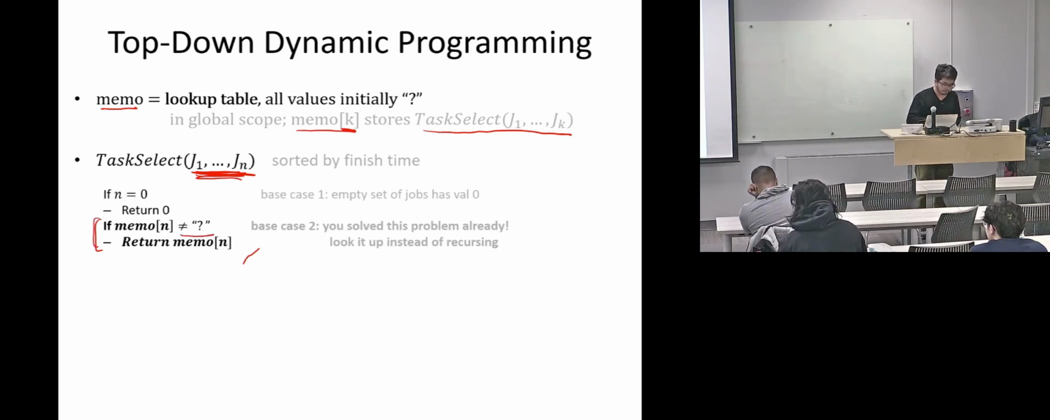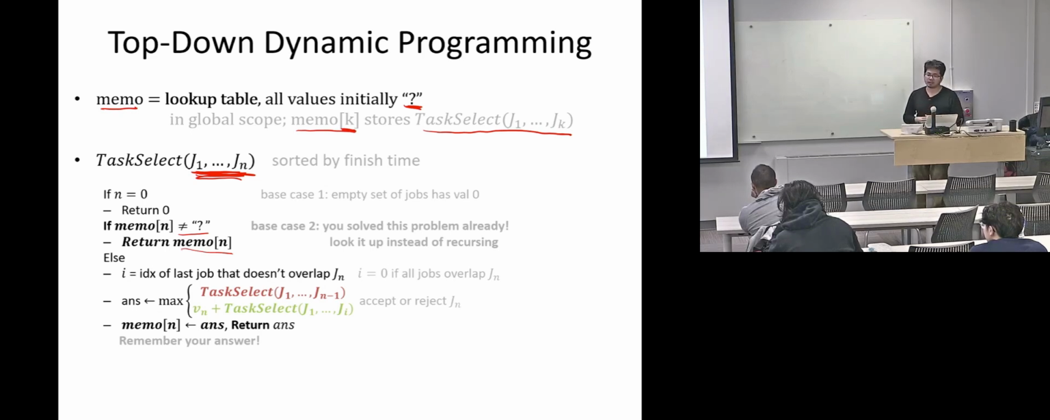You initialize memo with a question mark. If you have computed something already, just return what you have computed. Otherwise, if you didn't compute it before, just do the same recursive algorithm, and once you know the answer, remember what you computed in the memo. Which means that if you ever need this value again, you don't need to recurse. You just return it from here.